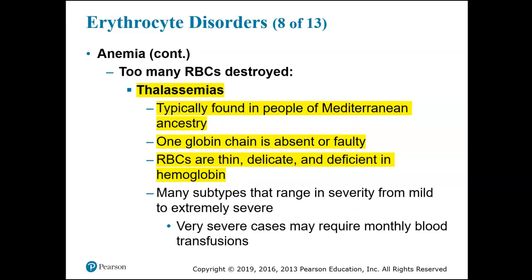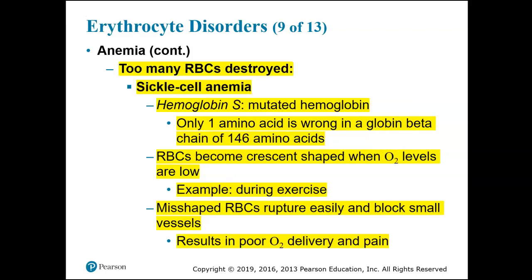Thalassemia is typically found in people of Mediterranean ancestry, such as Greek individuals. In thalassemia, one globin chain is absent or faulty, and the red blood cells are going to be thin and delicate and deficient in hemoglobin. So they won't be able to carry oxygen as well.